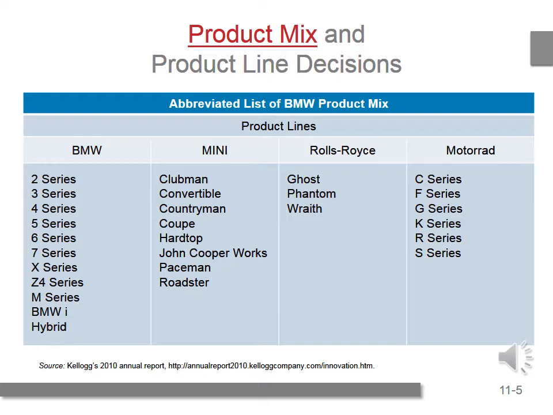Product mix is defined as the complete set of all products and services offered by a firm. This is truly an abbreviated version of Kellogg's product mix. The target markets of the different vehicles to the motorcycle are a far cry from Fruit Loops. Please see my enclosed link of Kellogg's assorted breakfast cereals.